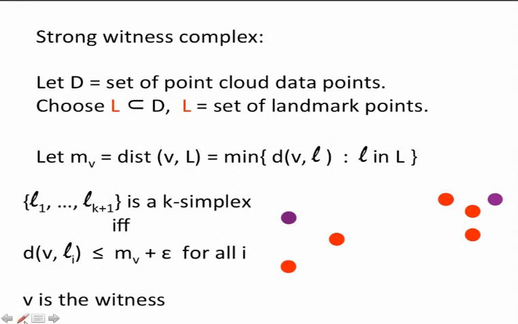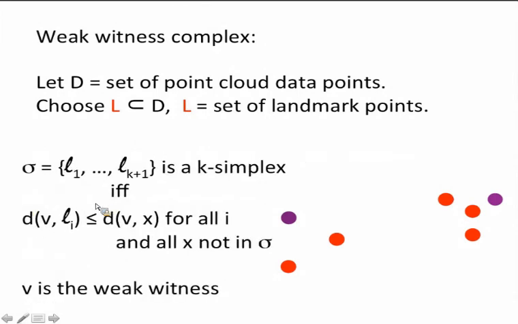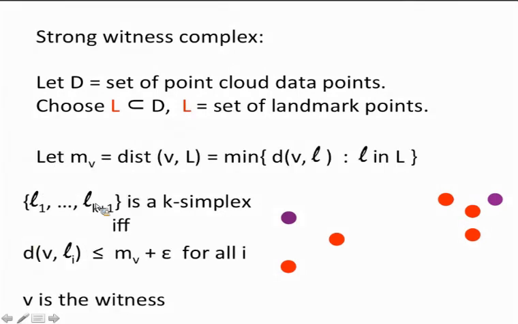It looks like there's a question. Oh, question. Was there a question? Without doing the full complex. Oh, so that's a choice. So with the strong witness complex, there are two choices.